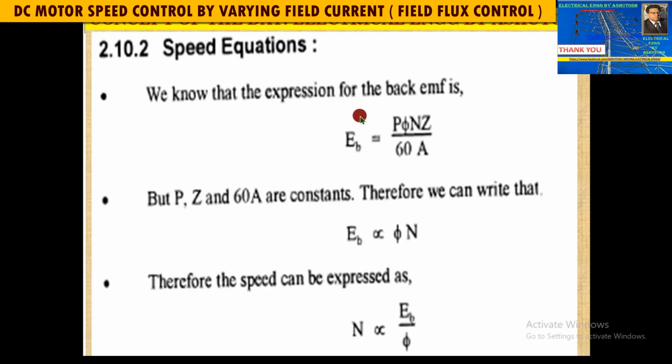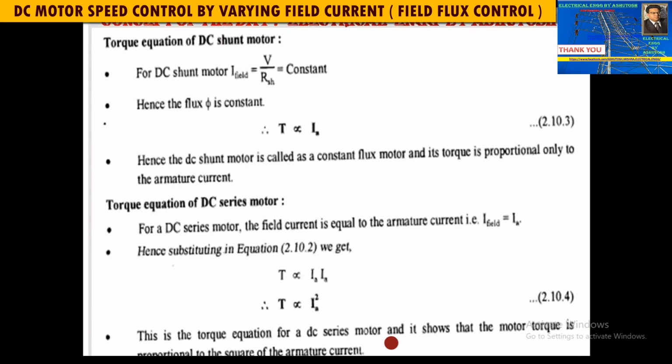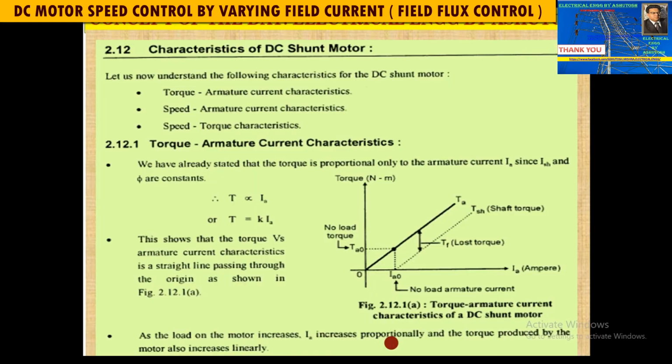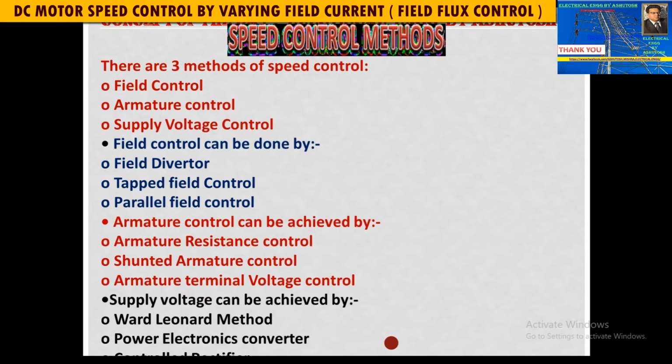Again, you can see back EMF is PφNZ upon 60A, and back EMF is proportional to flux into speed. Then you can write speed is directly proportional to back EMF upon flux. You must have studied this in your theory classes. So guys, these are the various characteristics. We will discuss them later.